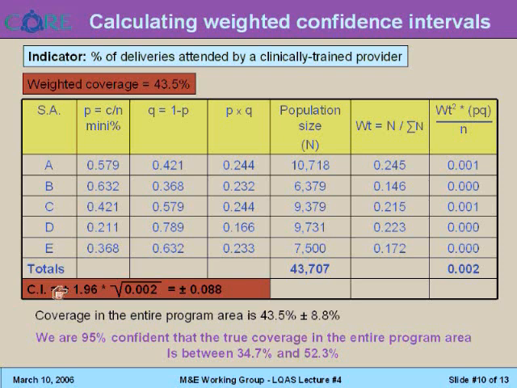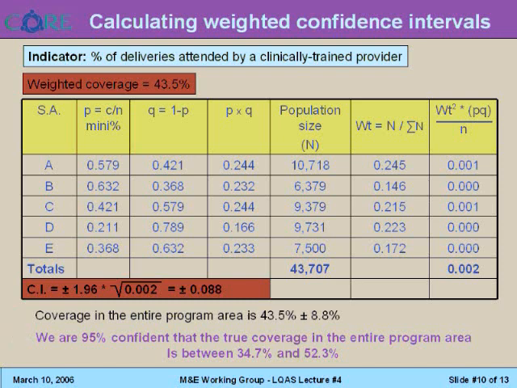The resulting value equals plus or minus 0.088, and this is the confidence interval. Therefore, the coverage in the entire program area for this particular example is 43.5% plus or minus 8.8%. In other words, we are 95% confident that the true coverage in this program area is between 34.7% and 52.3%.